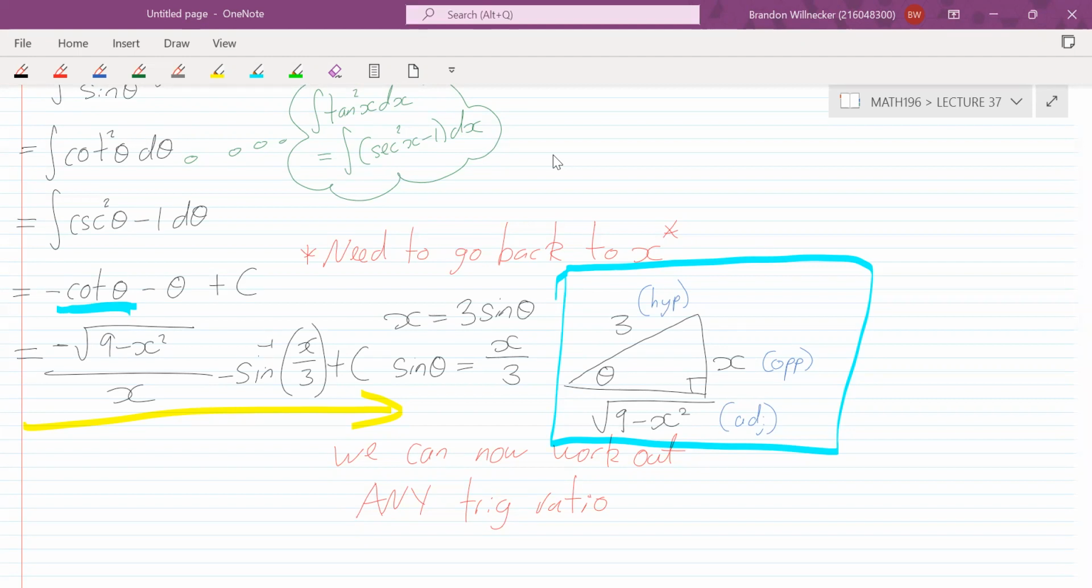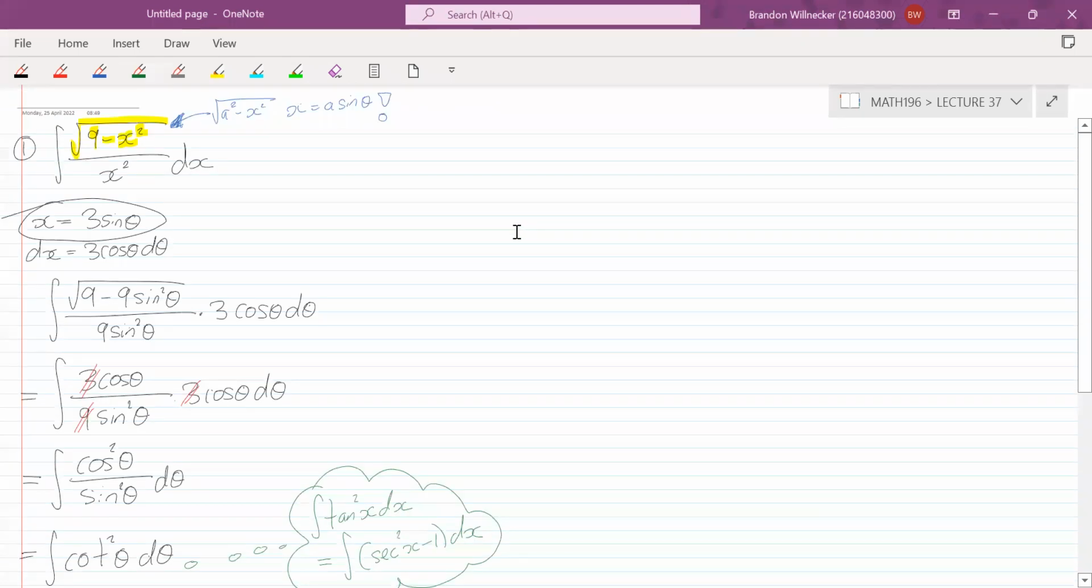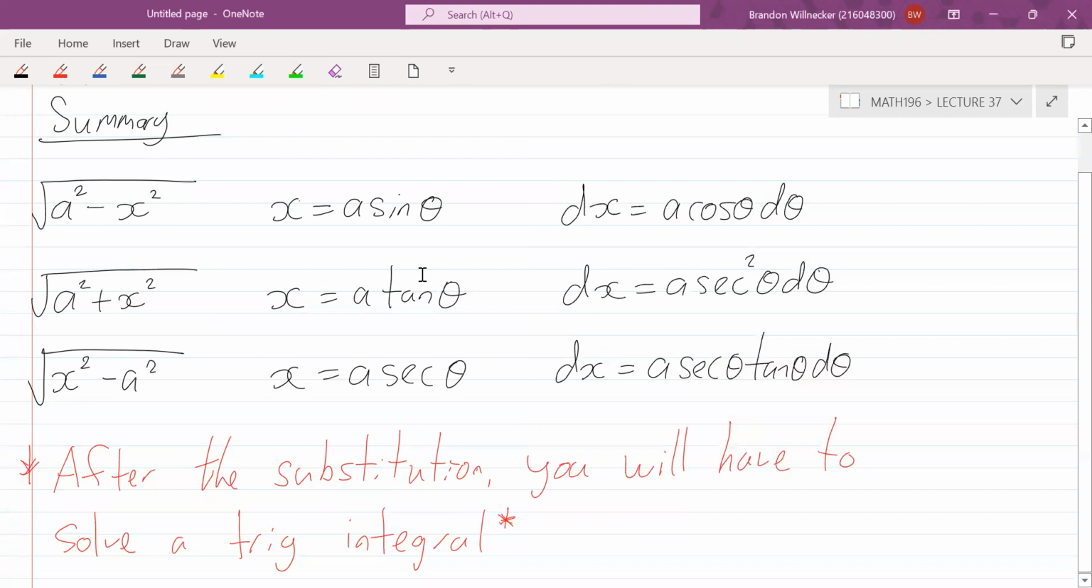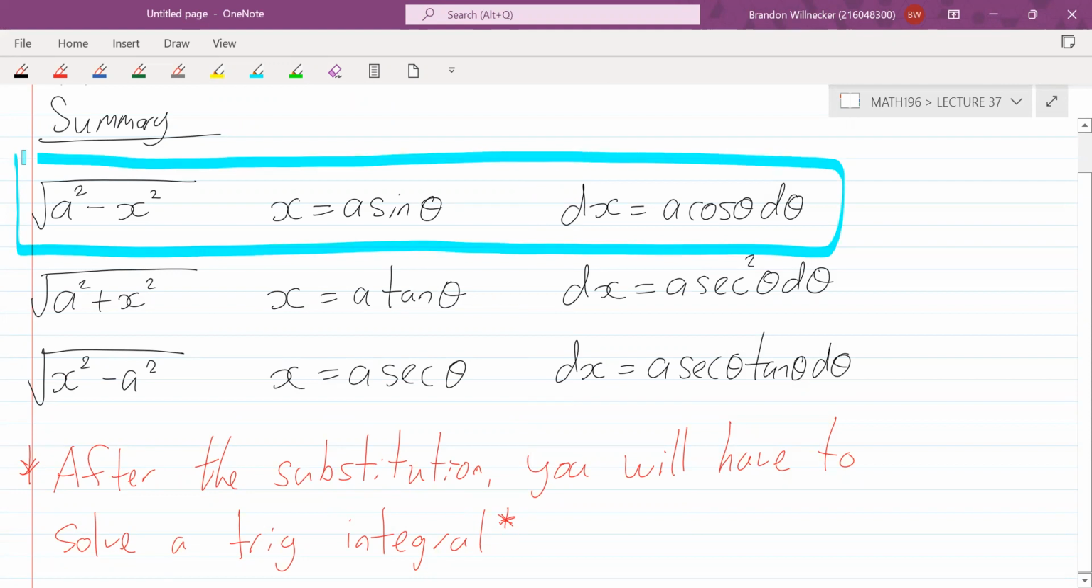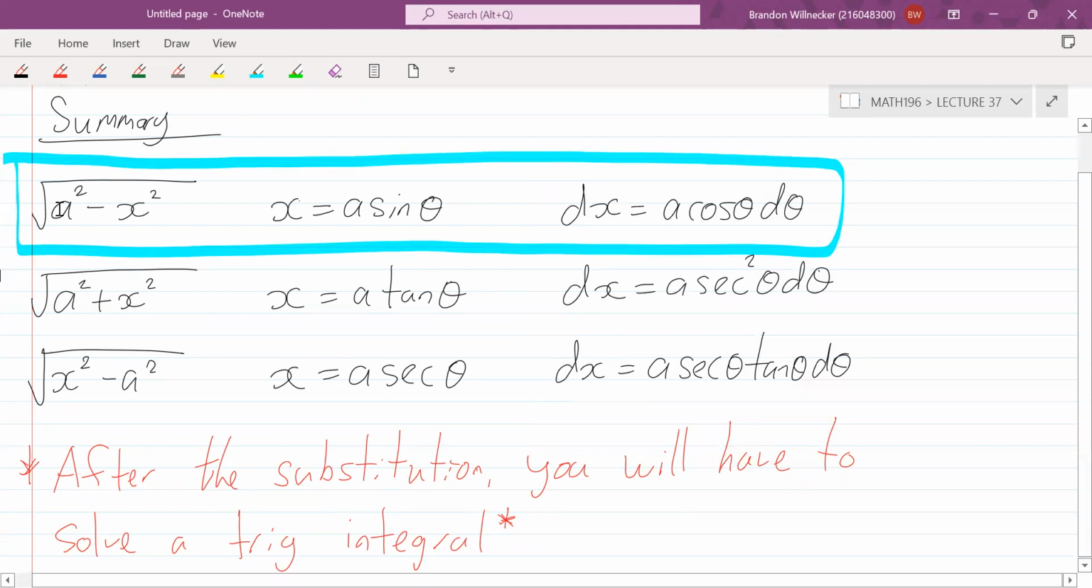Okay, I've got a question here. How did we get x as 3 sine theta in the beginning? You totally lost. Okay, so let's just go back here. So I highlighted in yellow over here the root of 9 minus x squared. That tells us which trig substitution to use. Because if we go back to the table here, we are using this first row, where a is equal to 3. So if a is equal to 3, we get root 9 minus x squared. So a is 3.